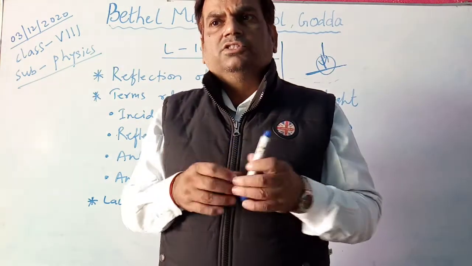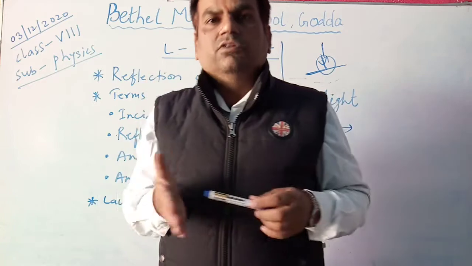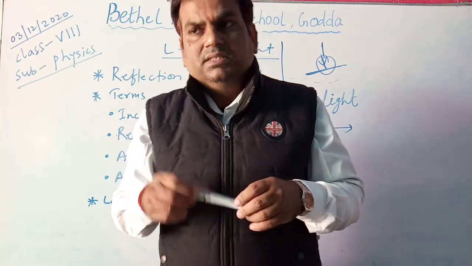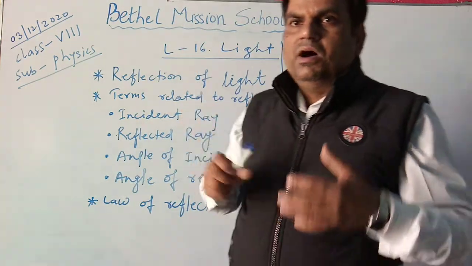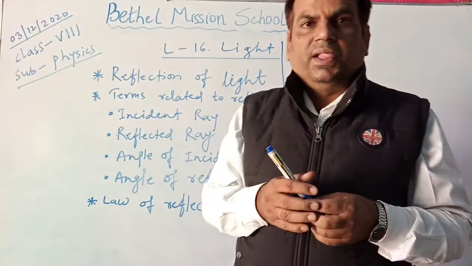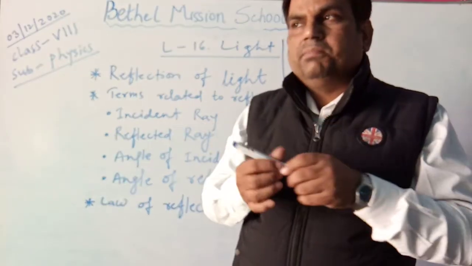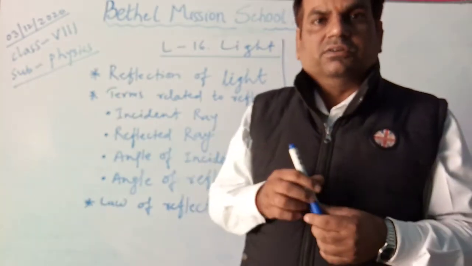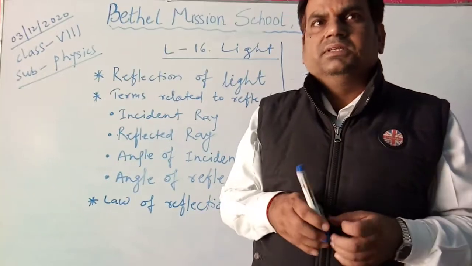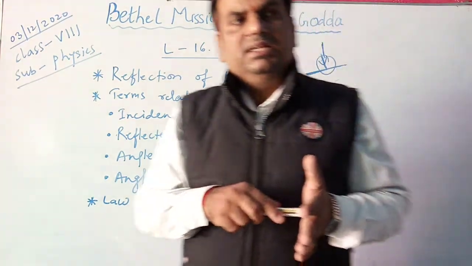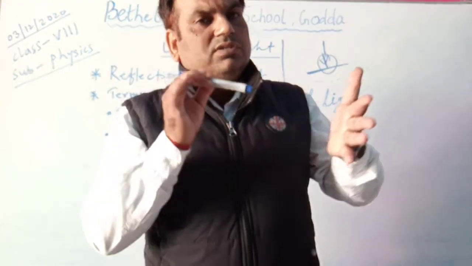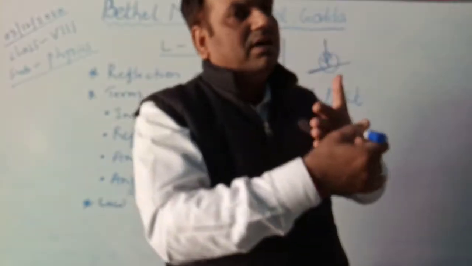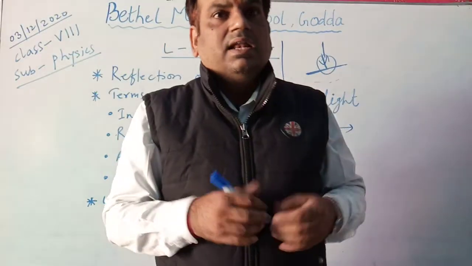Light cannot pass through an opaque object. Opaque object means, for example, a wall is an opaque object, and light cannot pass through a wall. And a translucent object means an object through which the total ray of light doesn't pass, like oil paper.